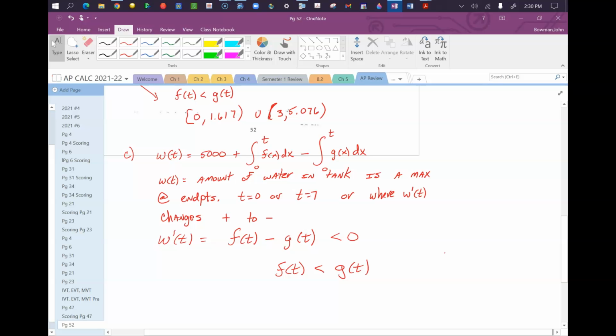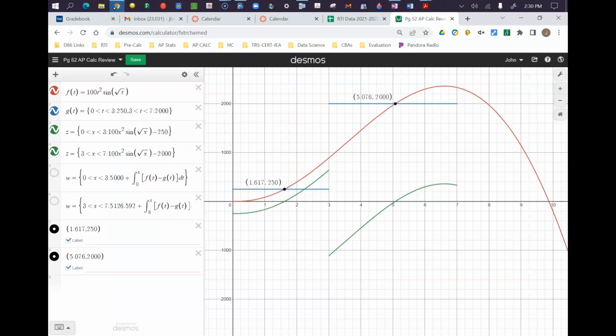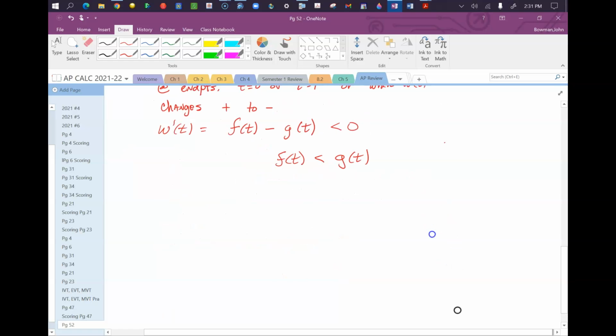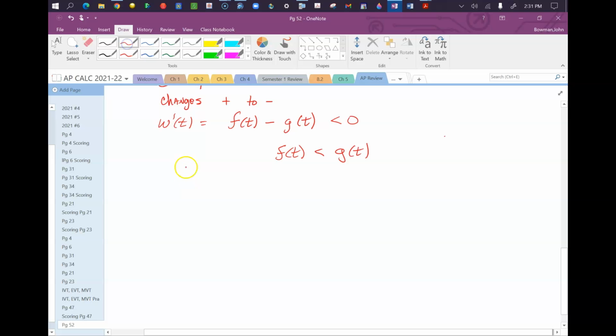Now, to illustrate that maybe in a different way, I have a graph here of f of t and g of t, and I'm just going to graph f of t minus g of t, and you will see the green function, f of t minus g of t, changes from positive to negative at t equal 3. So in our candidates chart, we are going to have to find 3 values, at t equal 0, 3, and 7, of W of t.